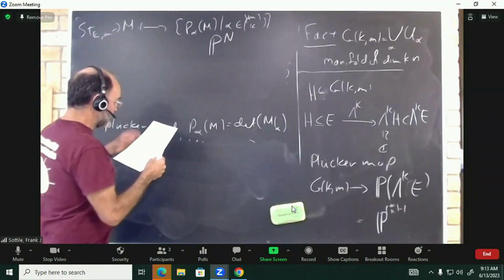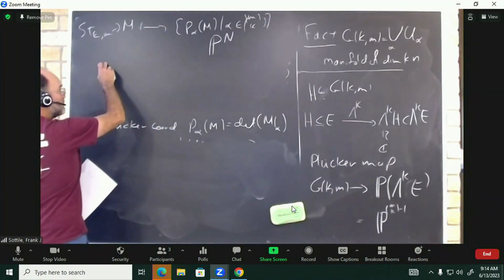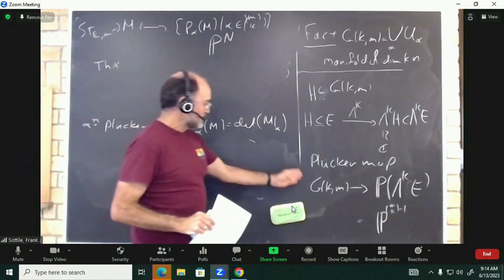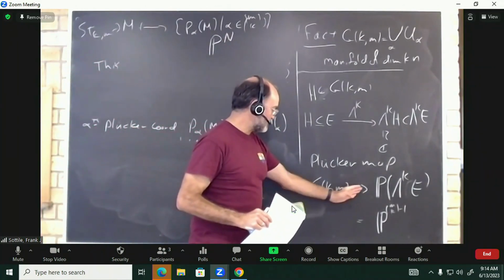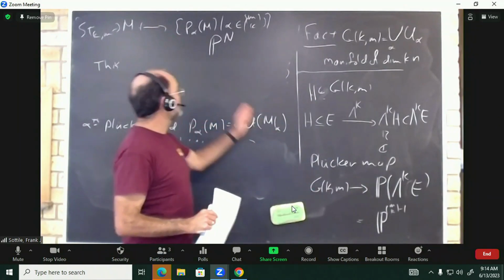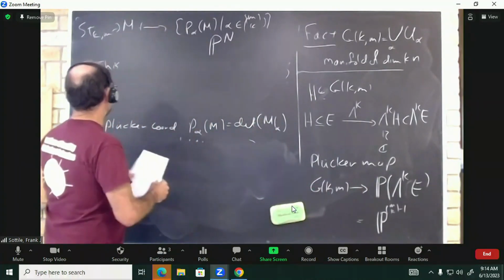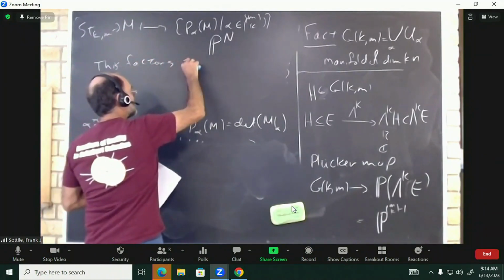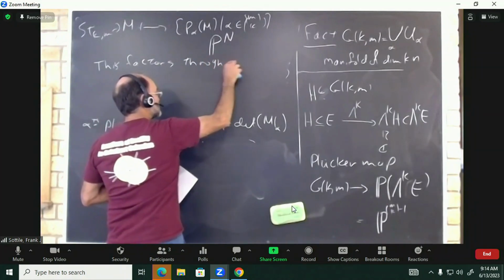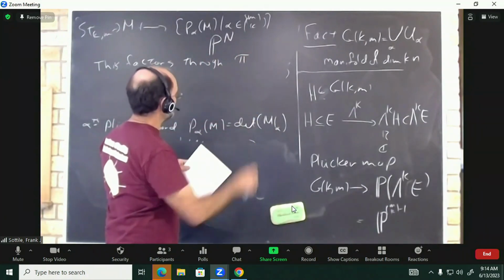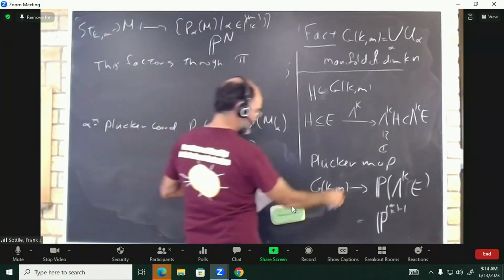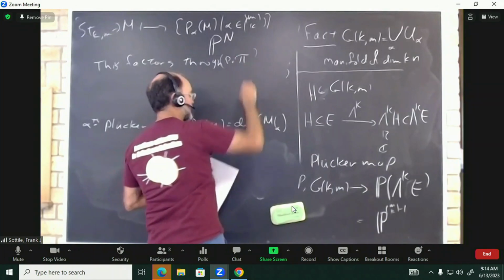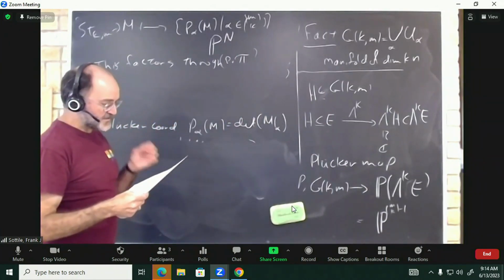And now one thing to observe is that I have two maps. I have this functorial map on the Grassmannian, a set-theoretic map, and then I also have this map from the Stiefel manifold, and it's not hard to see that this factors through the map pi. In fact, if I give this map a name, P for Plücker, this is actually P composed with pi, and that's something I asked you to check in the exercises.